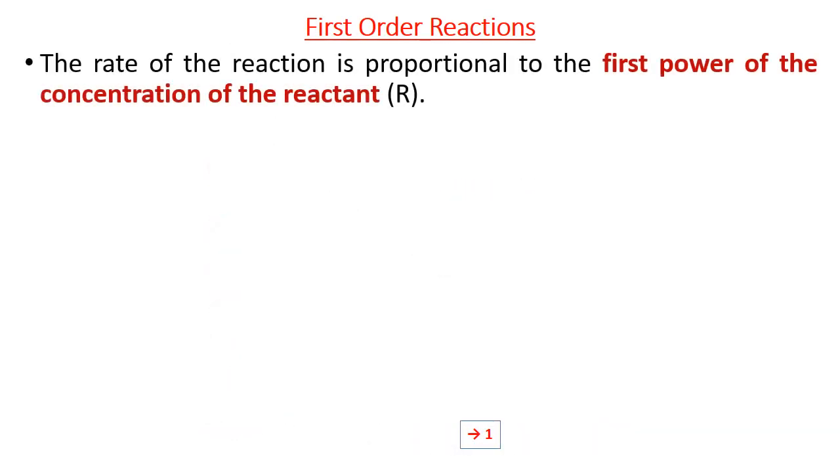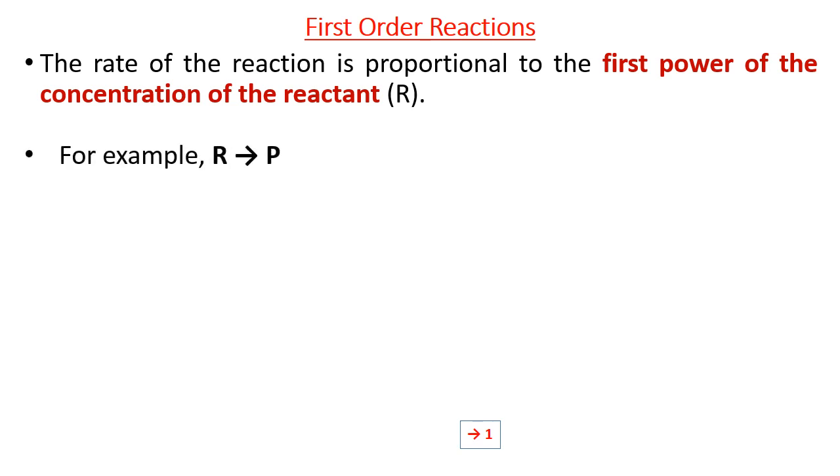Let us know how to derive the expression of rate constant for first order reaction. First we need to remember what we mean by first order reaction. The rate of the reaction is proportional to the first power of the concentration of the reactant. That is called first order reaction.